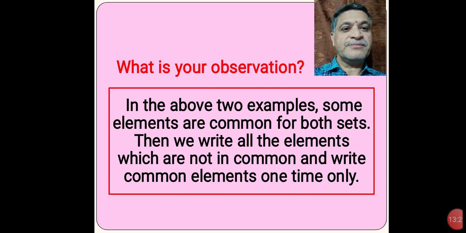What we have observed in the above two examples is that some elements are common in both sets. Then we write all the elements which are not in common and write common elements only one time. That is how to write a union. This is one case: some elements are common in both sets A and B.